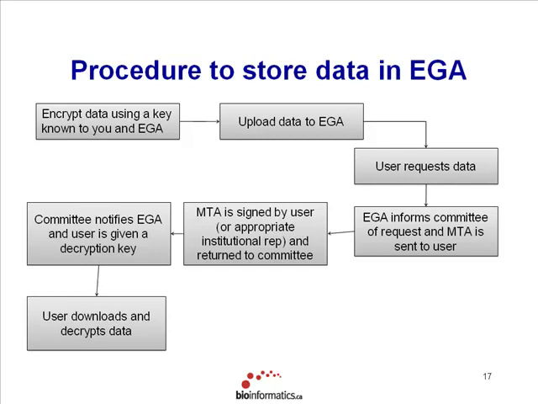And so what happens is a user requests data from the EGA. When that happens, they inform a committee, which is made up of myself and a few other people at the institution, of the request. And the material transfer agreement is sent to the user. Then the material transfer agreement is signed by the user or appropriate institutional representative, and then returned back to me, to the committee. This actually goes to our technology transfer office. And then the committee notifies the EGA, and the user is given their decryption key.